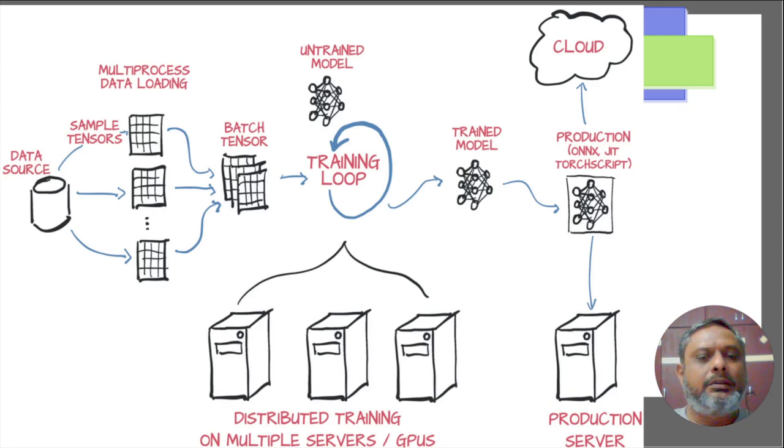It can be presented in another way. So we have a data source. From the data source, we get sample tensors. Multiprocess data loading is possible. That is converted into batch tensors. Then it is used in the training loop. The training is done in a distributed manner on multiple servers and GPUs. And finally, a trained model is available for usage that may be deployed onto the production server, that is online servers, on-site servers, or the cloud.